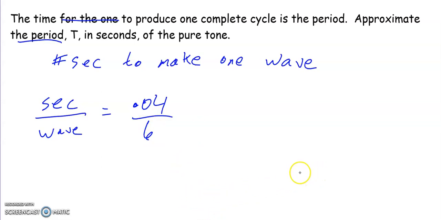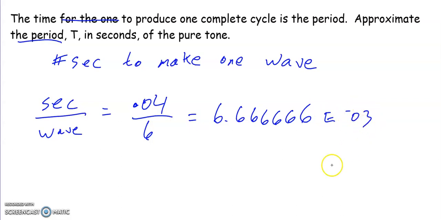I'm going to plug this into the calculator, and what the calculator tells me is it's going to come back and say 6.66666, a lot of the sixes, and then mine says e to the negative 3. When you see something like this, what this means is my value was too small or too big to all put on the screen. So since it's negative, we're going to make this into a smaller value. And we're going to move my decimal point this many places left.